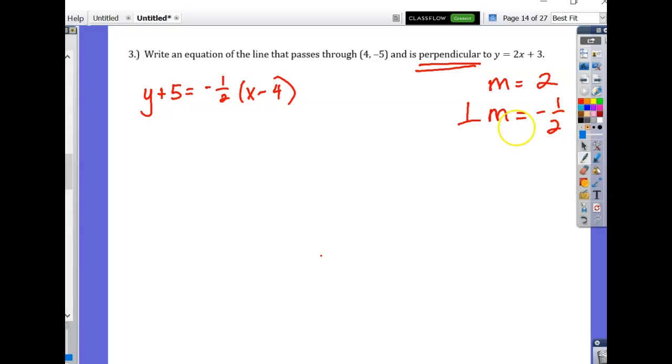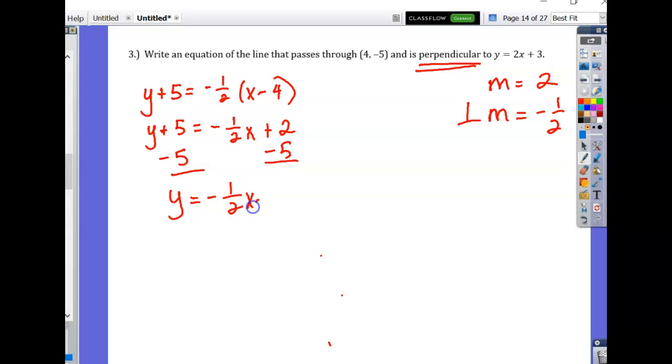Notice I'm using the new slope with point-slope form. After I distribute it, I get -1/2 x, and 1/2 times 4 is going to be positive 2. After I subtract 5 from both sides, I end up with y = -1/2 x - 3.